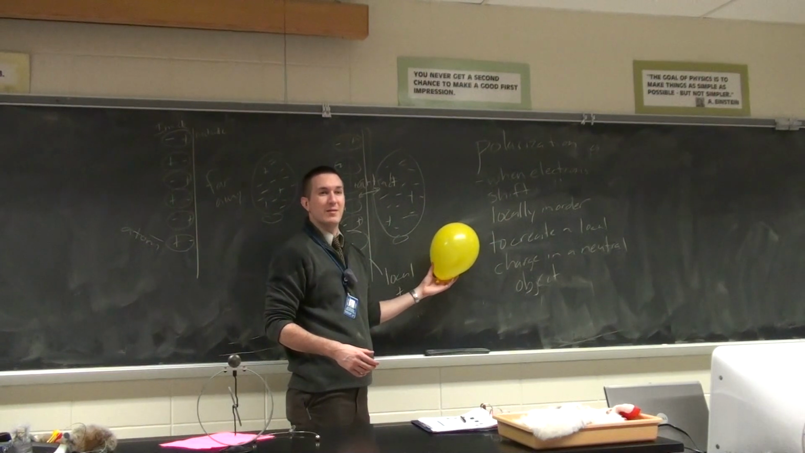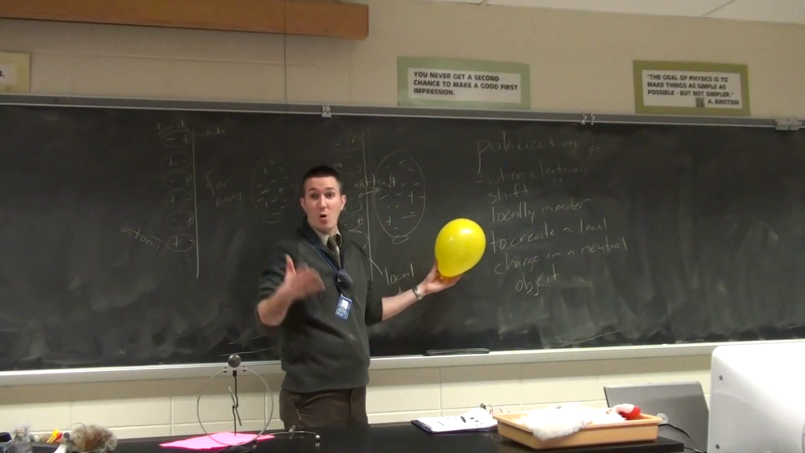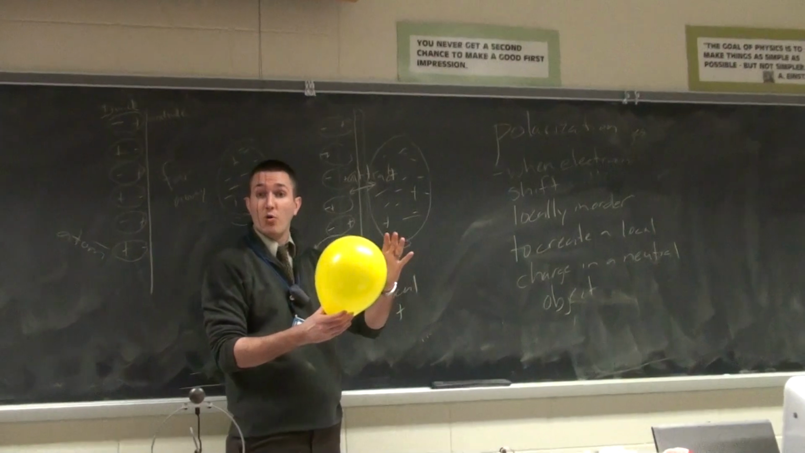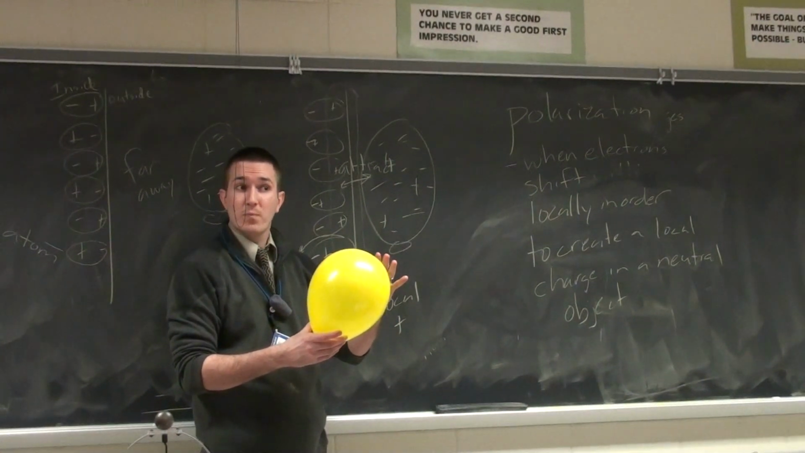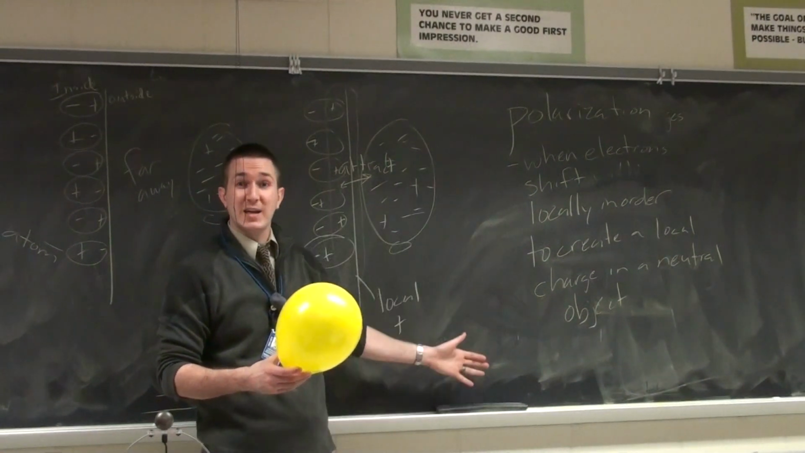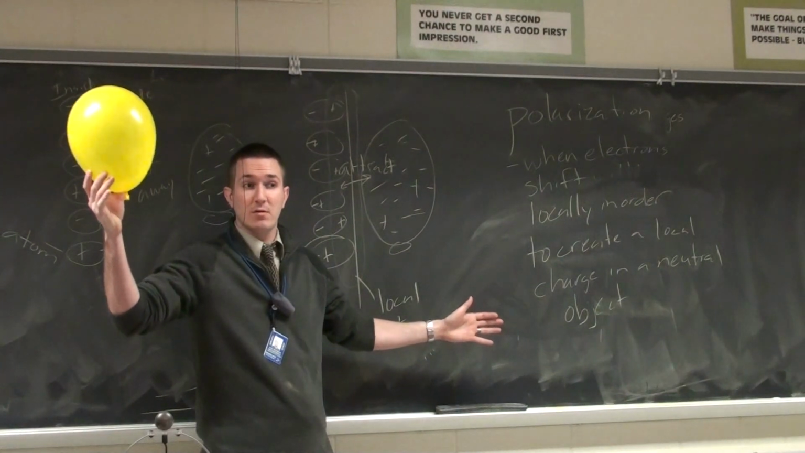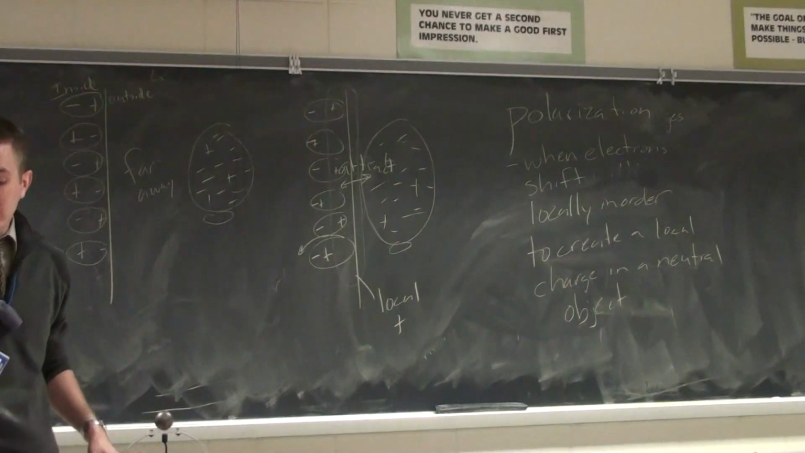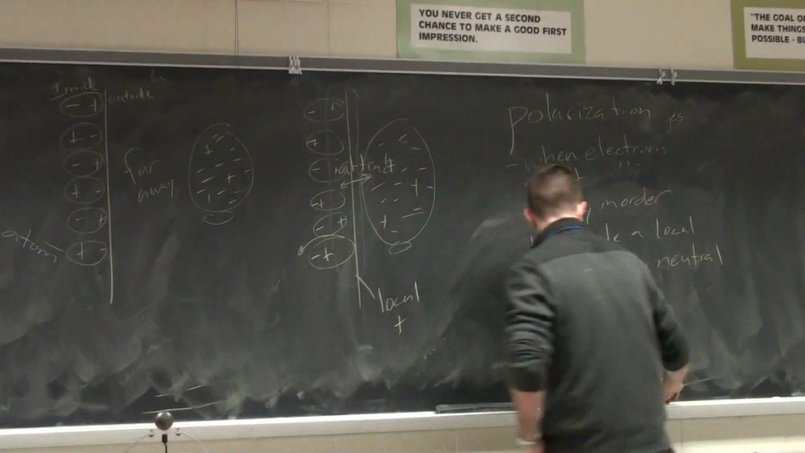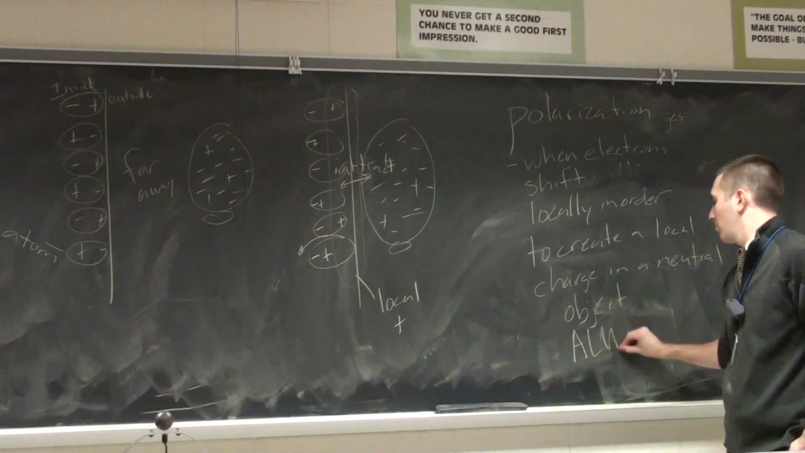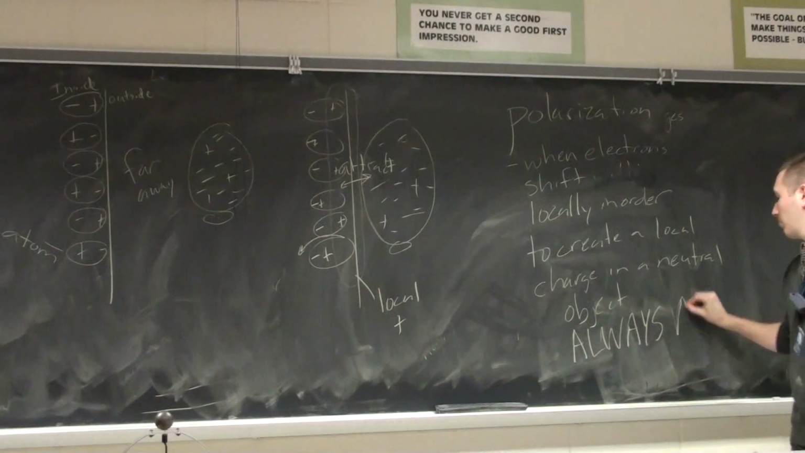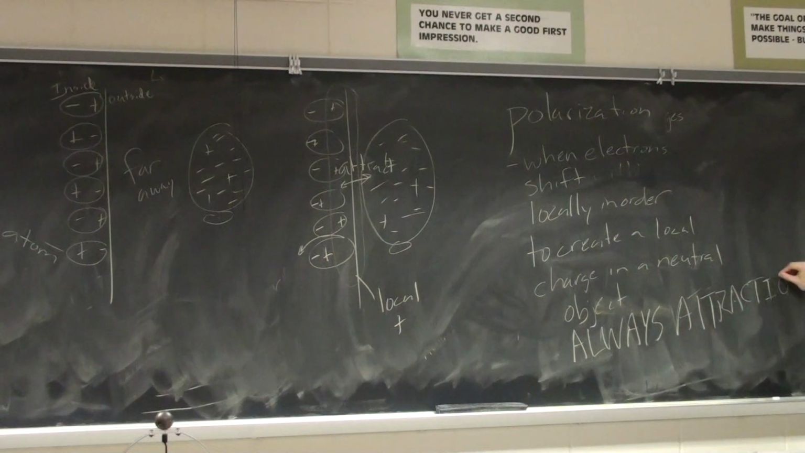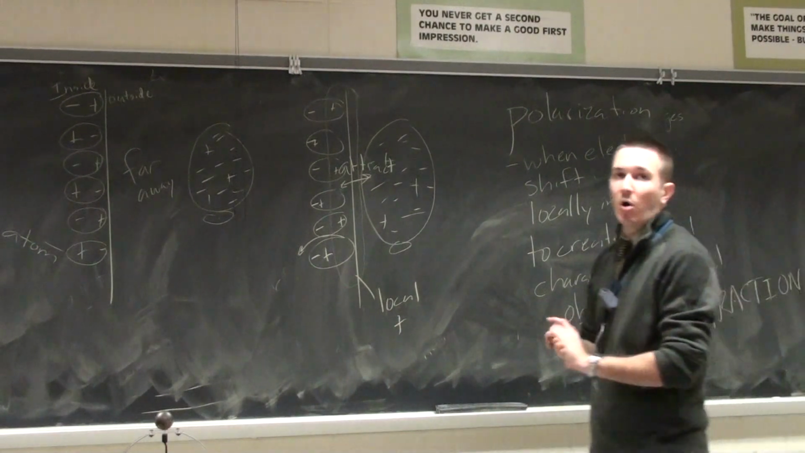Guys, stop. Okay? If I bring it close to the wall, the electrons are going to shift a little bit closer. The front of the wall would become negative. This is positive. They attract. Okay? Polarization is always attraction. Always, always attraction.